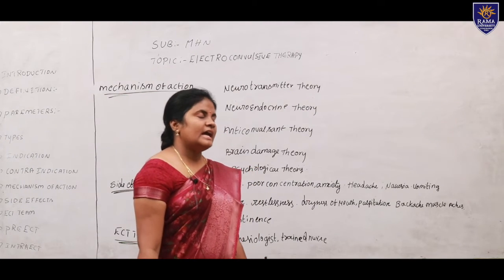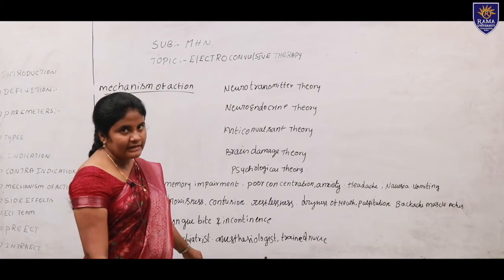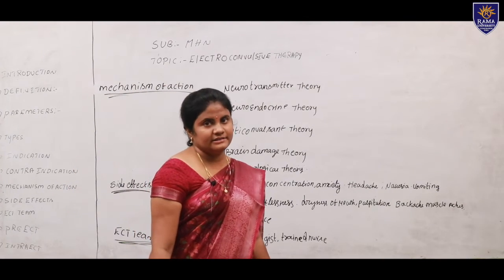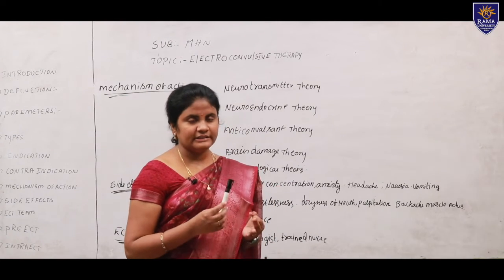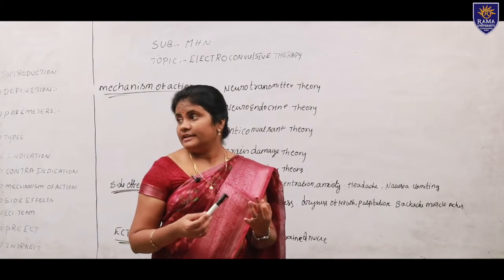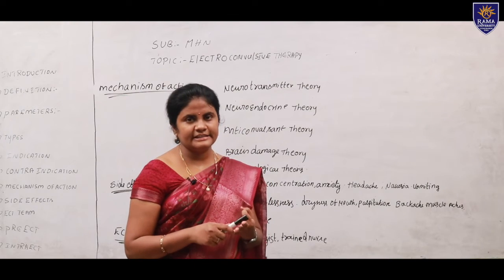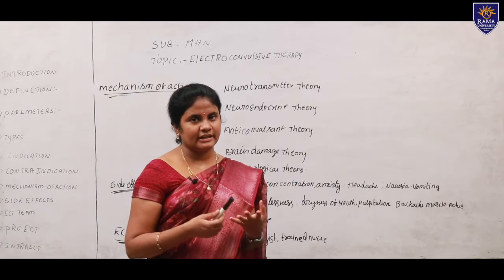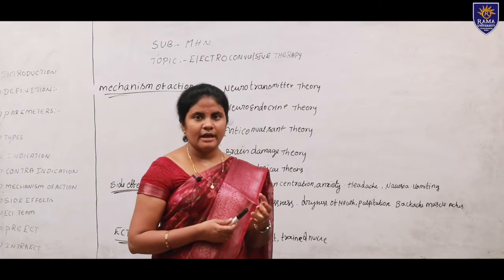Coming to the ECT team, the ECT team consists of a psychiatrist, an anesthesiologist and a trained nurse. If you are giving ECT, we have to provide 3 types of rooms: the pre-ECT room, the ECT room, and the post-ECT room, that is the recovery room. So, these are the 3 rooms we should provide to the patient.